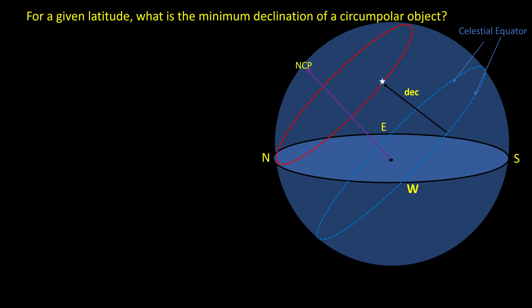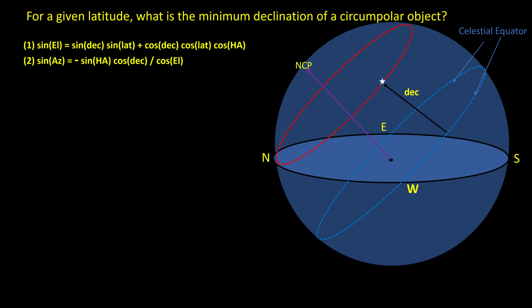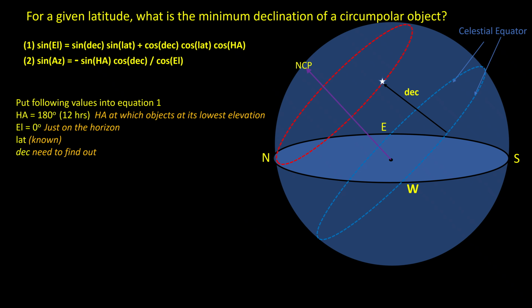So using this formula, let's work out the minimum declination of a circumpolar object. That's an object which never sets, it's always above the horizon. Well, the object is at its lowest elevation at 180 degrees, when it just hits elevation 0. We know our latitude, so we just want to find out the declination.